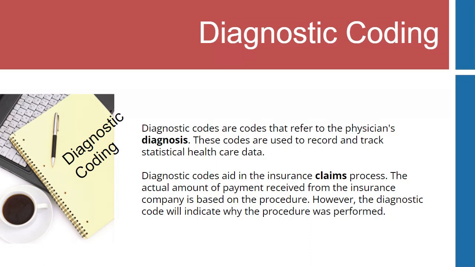As you can see here, it says the diagnostic codes aid in the insurance claims process. The actual amount of payment received from the insurance company is based on the procedure. However, the diagnostic code will indicate why the procedure was performed. Some people get diagnosis codes and CPT codes mixed up. But remember, diagnosis codes, or ICD-10 codes, tell the insurance company why. CPT codes, aka procedure codes, tell the insurance company what. If you can remember that, then you'll know the difference between the two.